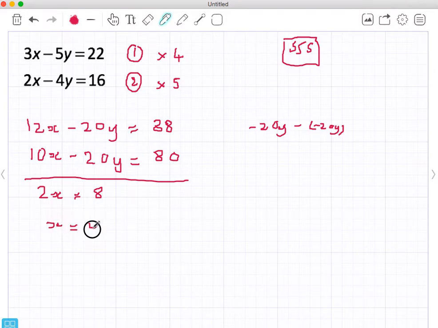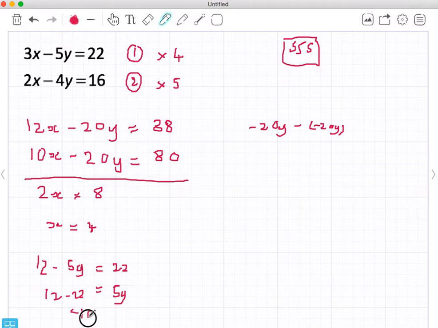Just like all the others, we're not finished yet. We need to carry on and go back in here. 3 times x. 3 times 4 is 12. Minus 5y equals 22. So if I add 5y to both sides, I take 22 from both sides. It's going to give me minus 10. So y is minus 2. So I've got x equal to 4 and y equal to minus 2.